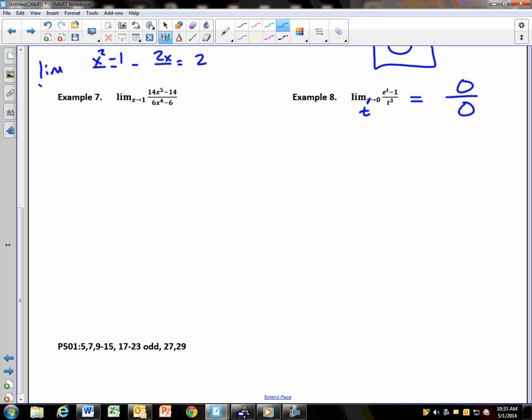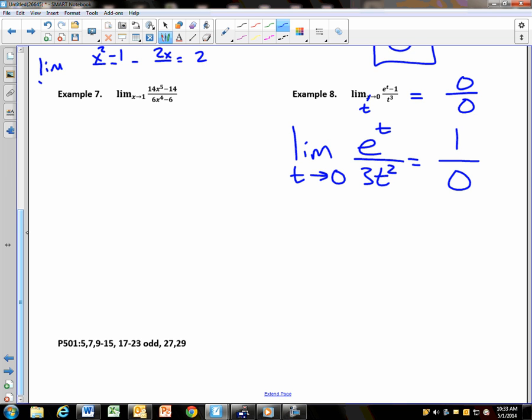Okay, so we use L'Hopital's rule, right? What do we get on the top? e to the t over... Now let's plug it in. No. 1 over 0. Can you use L'Hopital's rule again? No, that will not work because you get 1 over 0.